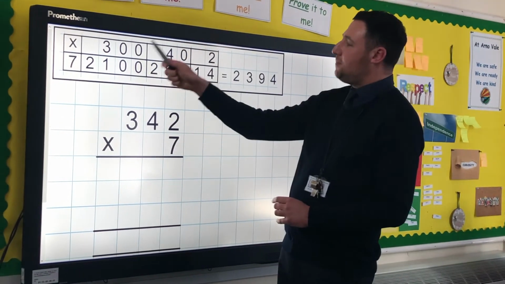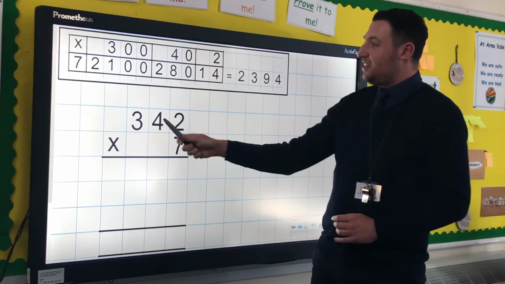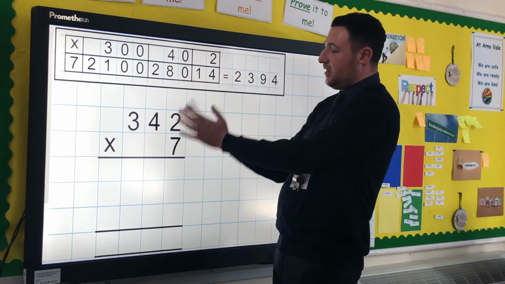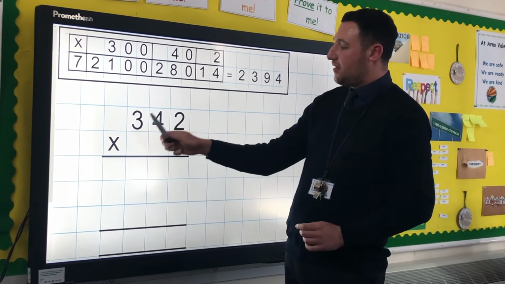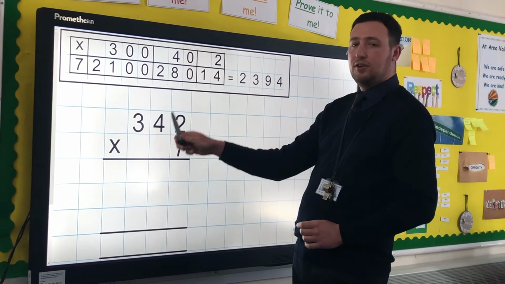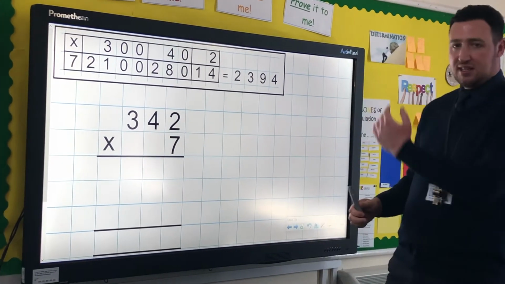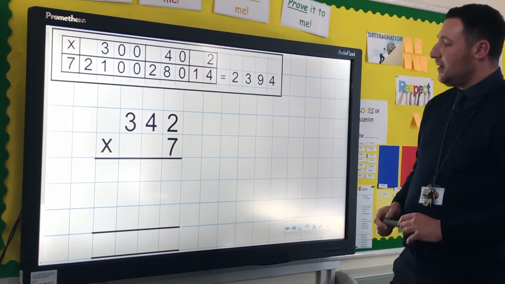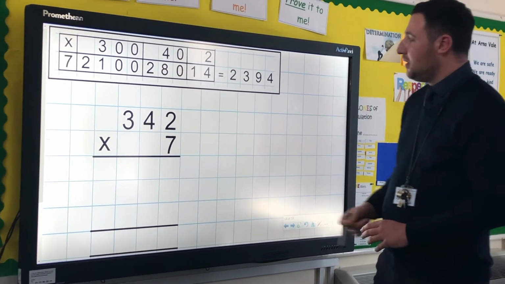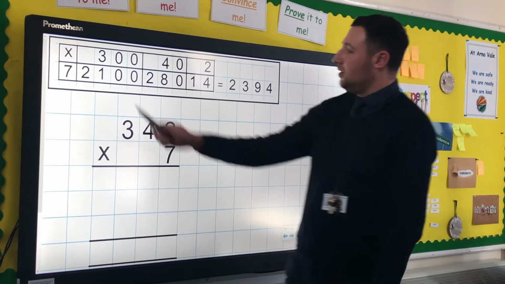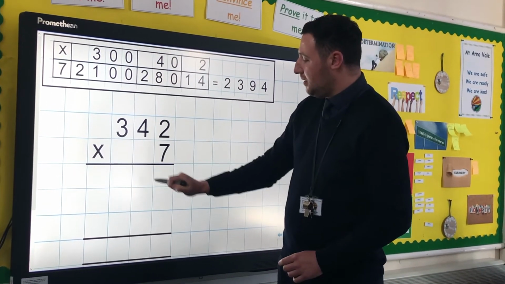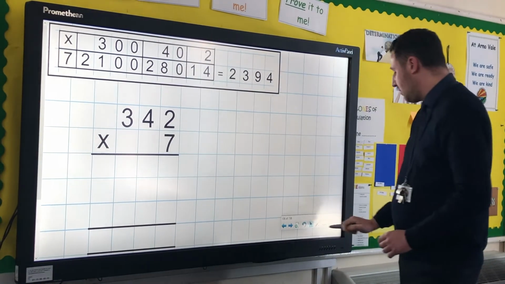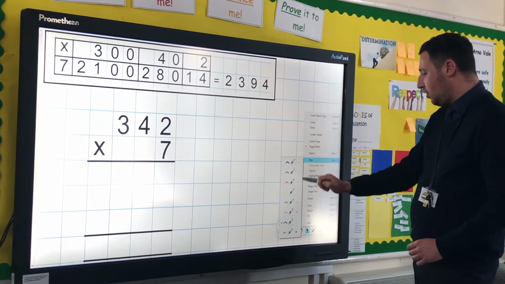The big difference with this method is that we're not partitioning the number anymore. You remember here we did partition the number. At this stage, when they're really confident with this, there is no need to partition the number because by this stage they're really clear that that is a 300, that is a 40 and that is a 2. So there's the progression straight away. The actual calculations are identical. So we're going to do 7 lots of 2, just like we did in the grid method, and that's 14. This time we're setting it out in a more formal way.